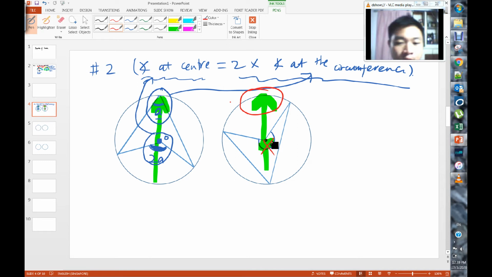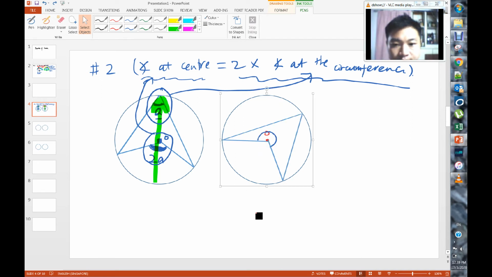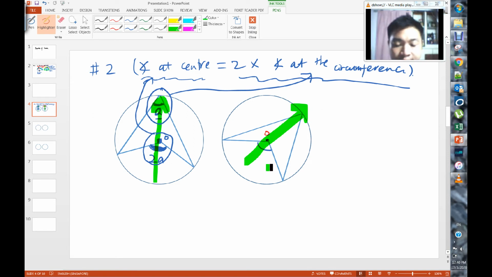Okay, let me go back to this, back to normal. So this cannot be the angle at the center, so I have to choose this as the angle at the center. If this is the angle at the center, I should look up from here. If you choose this, you will see that you have an angle at the circumference in this case.